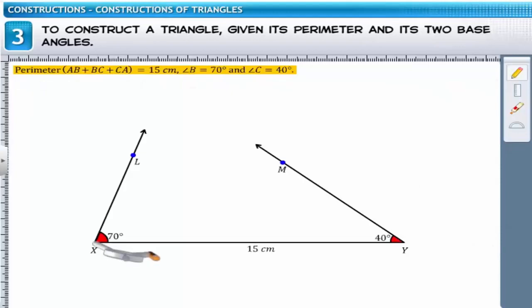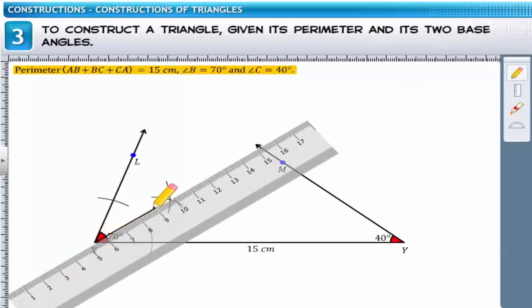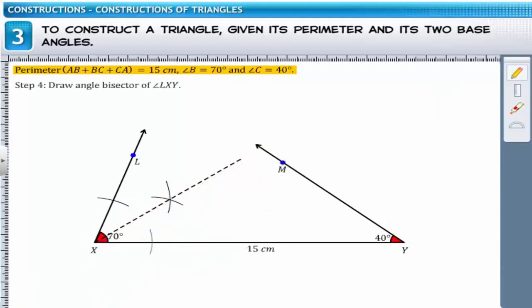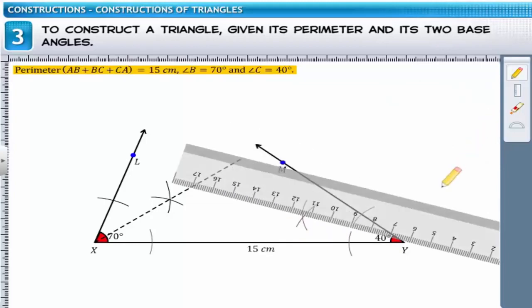Now draw the angle bisector of angle LXY. Similarly, we'll draw the angle bisector of angle MYX at angle Y such that it meets the angle bisector of the angle LXY at point A.